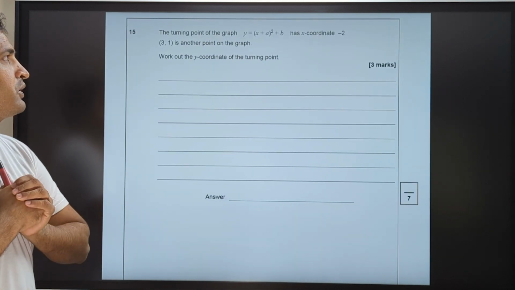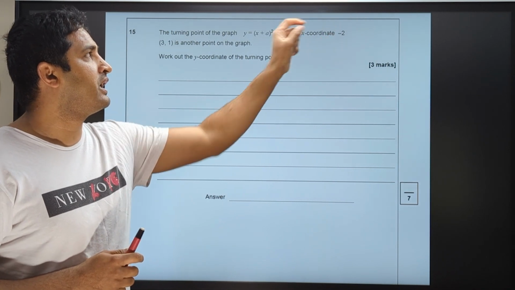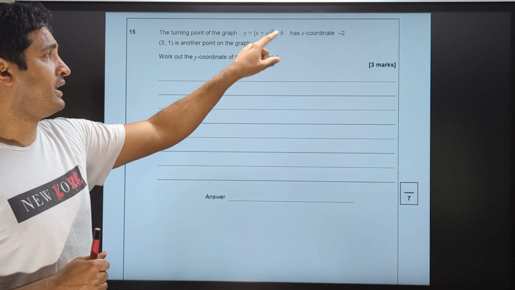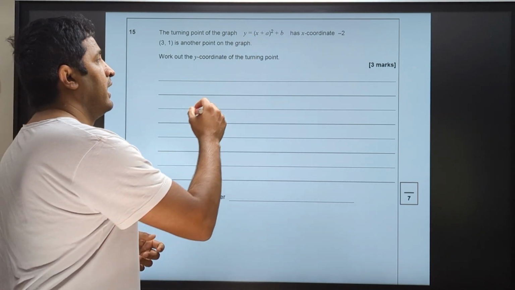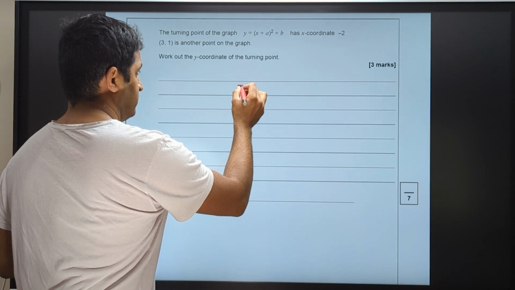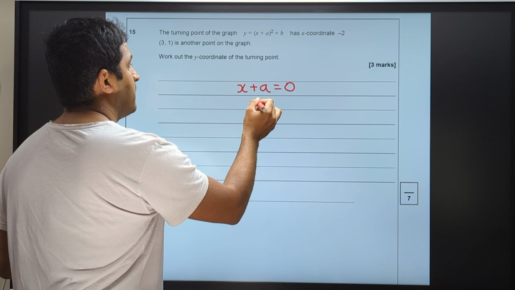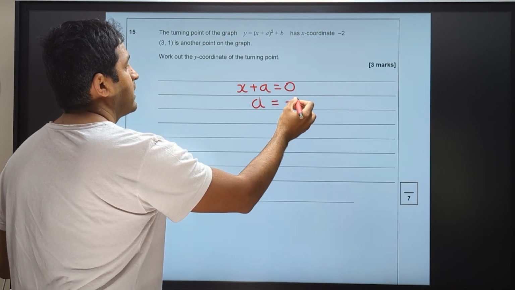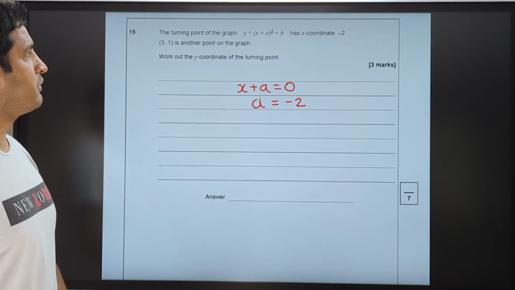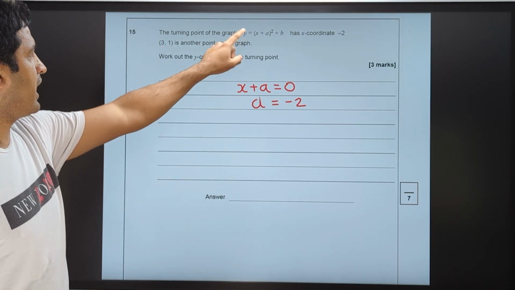The turning point of the graph, again, same thing. Where the x coordinate is negative 2 means x plus a is equal to 0, and that gives you an x value of negative 2. So we're saying x plus a is equal to 0, where a has to be negative 2. So if a is negative 2, that's what we figured out already.